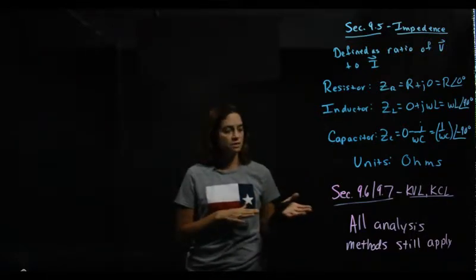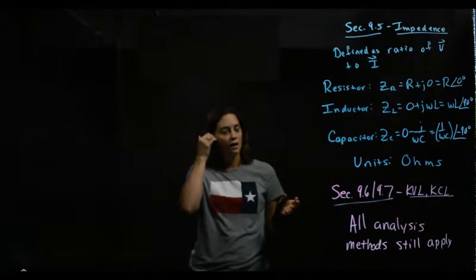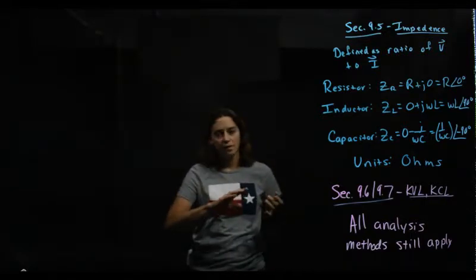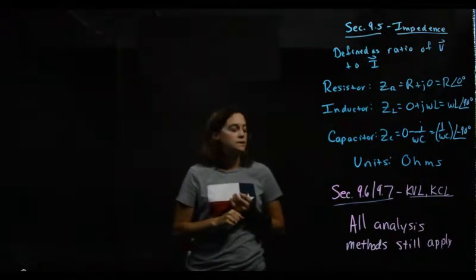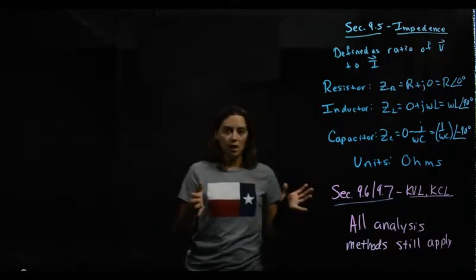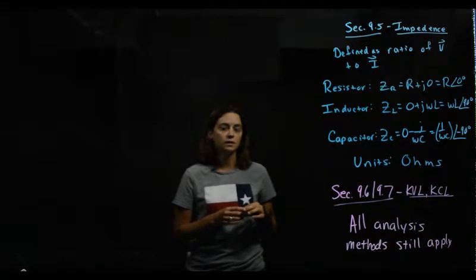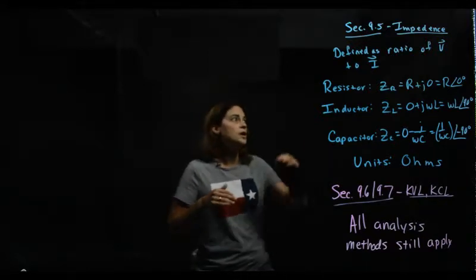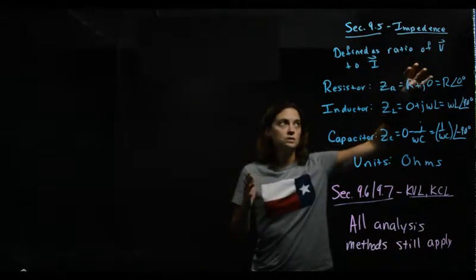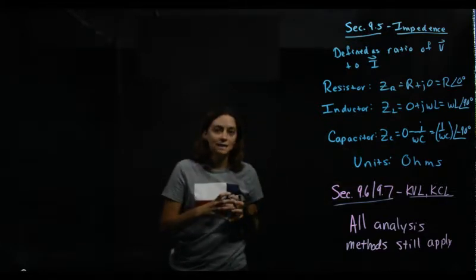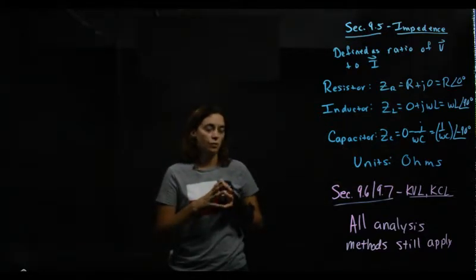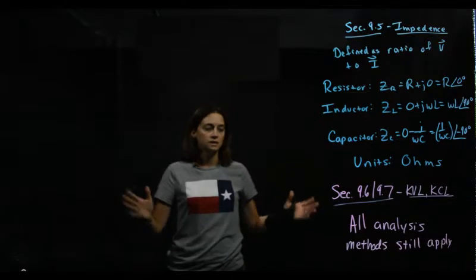Then the last section of this chapter is 9.6 and 9.7, and it just talks about how KVL and KCL work with impedance. Everything still applies, because everything we have done in EE210 has been based on Ohm's law, V equals IR. So that's still true, right? V equals IR, where our R is impedance instead of just resistance. So everything else that we have done still applies.